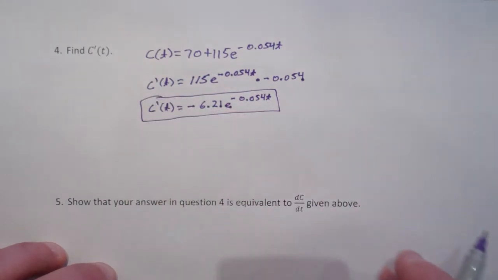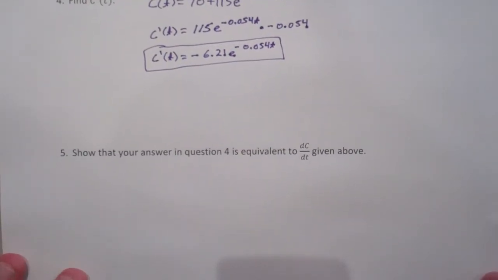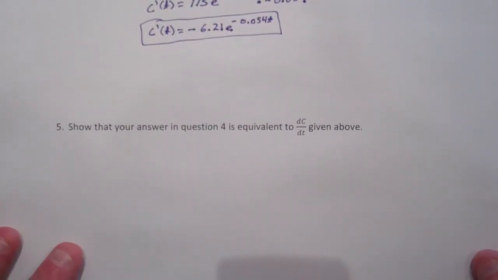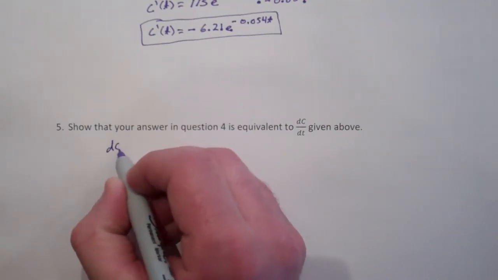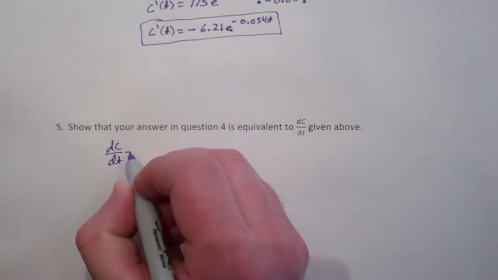Now you might be thinking about the first or second example when we were given a different version, dc dt from before, and that was the rate at which the coffee was changing, but that was in terms of c. And so in the next part, what we want to do here for number 5 is we actually are going to try to figure out if that c prime of t in terms of t is the same as dc dt.